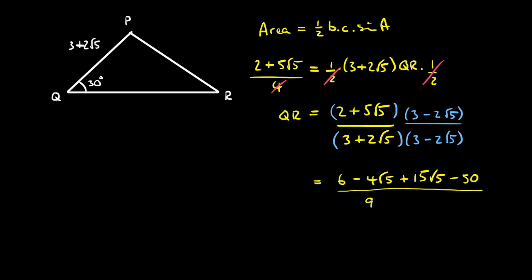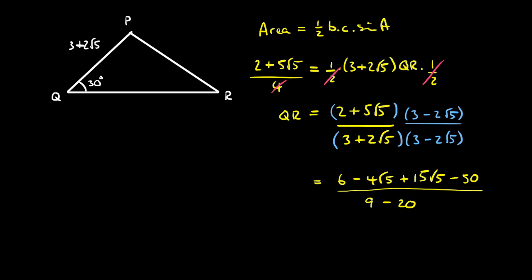Then we're going to get 3 times minus 2 root 5, which is minus 6 root 5. But then we have 2 root 5 times 3, which is plus 6 root 5. So those are going to cancel off. And then we're going to be left with the 2 root 5 times minus 2 root 5. Well, 2 times 2 is 4, and root 5 times root 5 is 5, and 4 times 5 is 20.